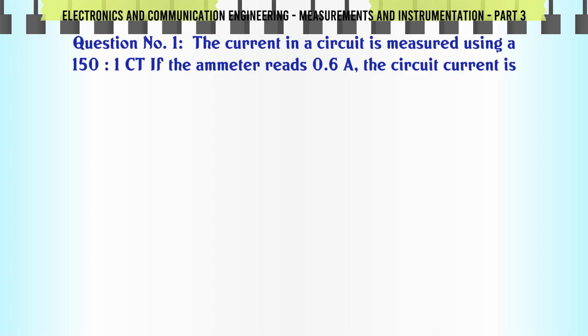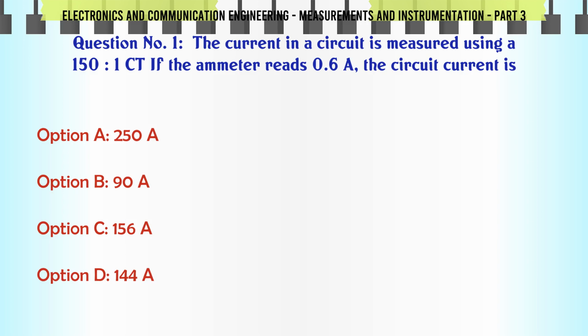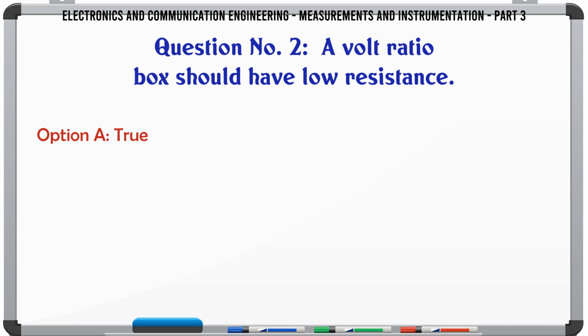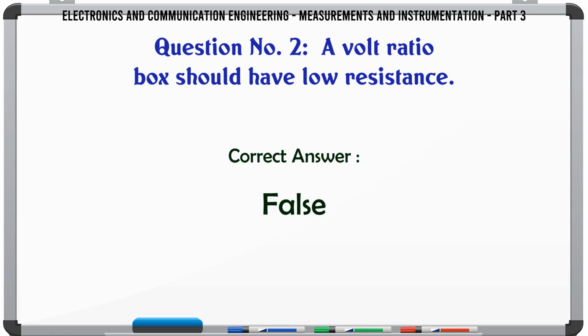The current in a circuit is measured using a 15:1 CT. If the ammeter reads 0.6 A, the circuit current is: A, 250 A; B, 90 A; C, 156 A; D, 144 A. The correct answer is 90 A. A volt ratio box should have low resistance. A, true; B, false. The correct answer is false.